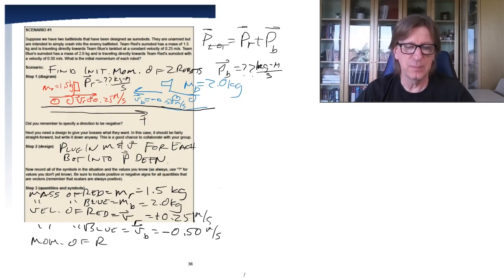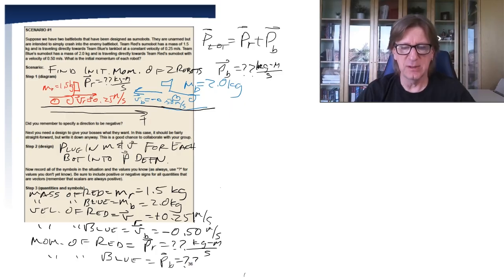Now, the only other things are unknowns, and so we're going to say the momentum of red equals PR, and we don't know what that is, so we use double question marks, but we do know it's kilogram meters per second. And then the momentum of blue, and that's PB. And I don't know what that is either.